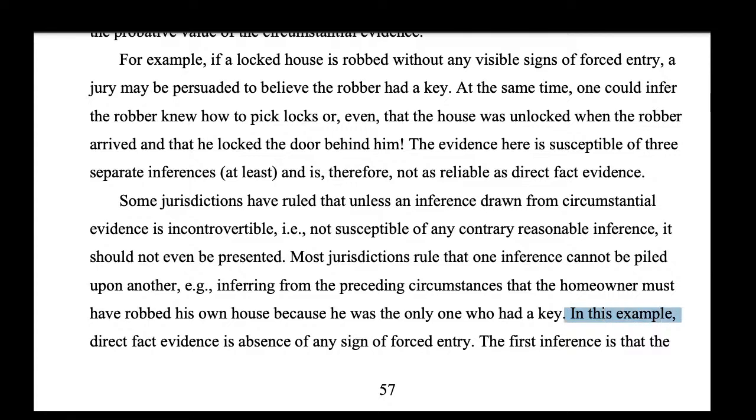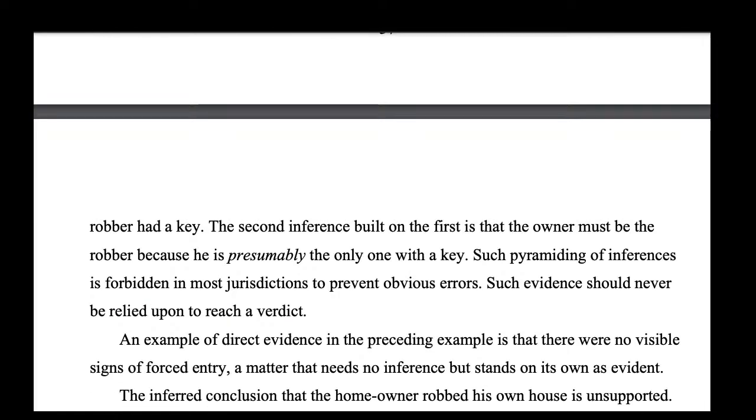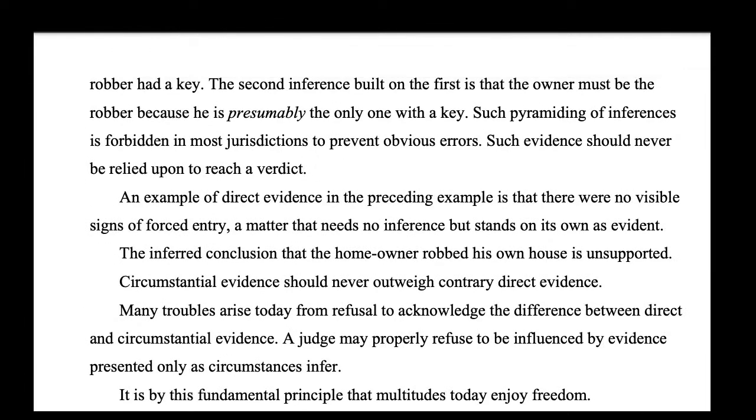In this example, direct fact evidence is absence of any sign of forced entry. The first inference is that the robber had a key. The second inference, built on the first, that the owner must be the robber because he is presumably the only one with a key. Such pyramiding of inferences is forbidden in most jurisdictions. To prevent obvious errors, such evidence should never be relied upon to reach a verdict.